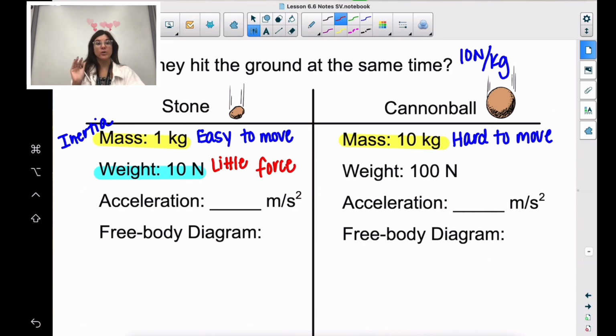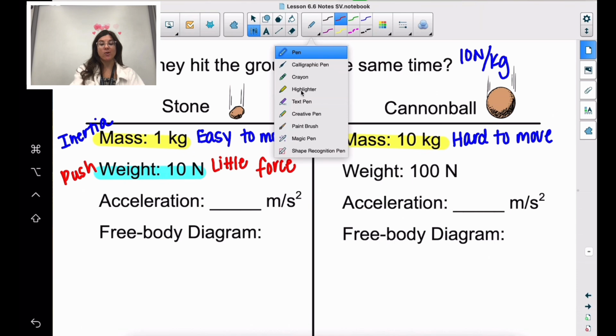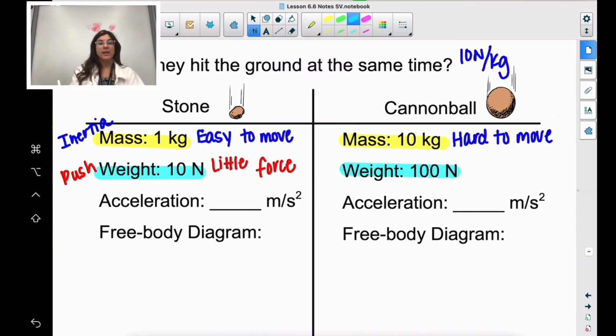Think about when you're pushing a shopping cart. If you have an empty shopping cart, do you have to push it very hard? No, you push it very easily, very lightly, with very little force. Now let's say you filled that shopping cart to the brim. Not only is it going to have more mass, there's going to be more weight to it. 10 kilograms worth of mass is going to be 100 newtons worth of weight.